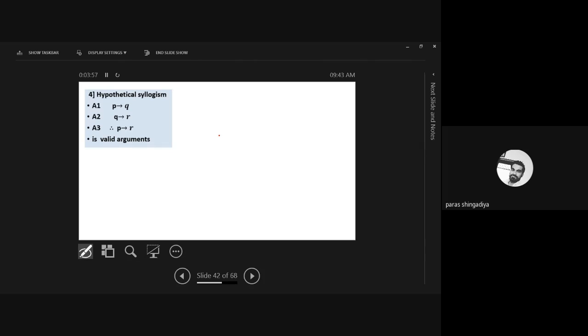This collection of arguments is called hypothetical syllogism. We have the data: P conditionally Q is the first, Q conditionally R is the second, and therefore P conditionally R. Here I mentioned this sequence as A1, A2, A3. If it is not given in the exam, you have to prepare the sequence first.